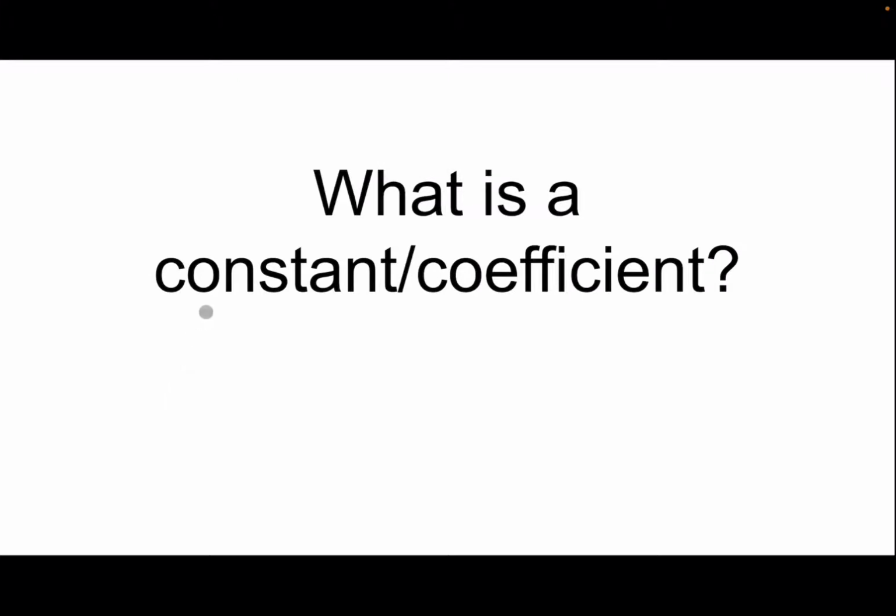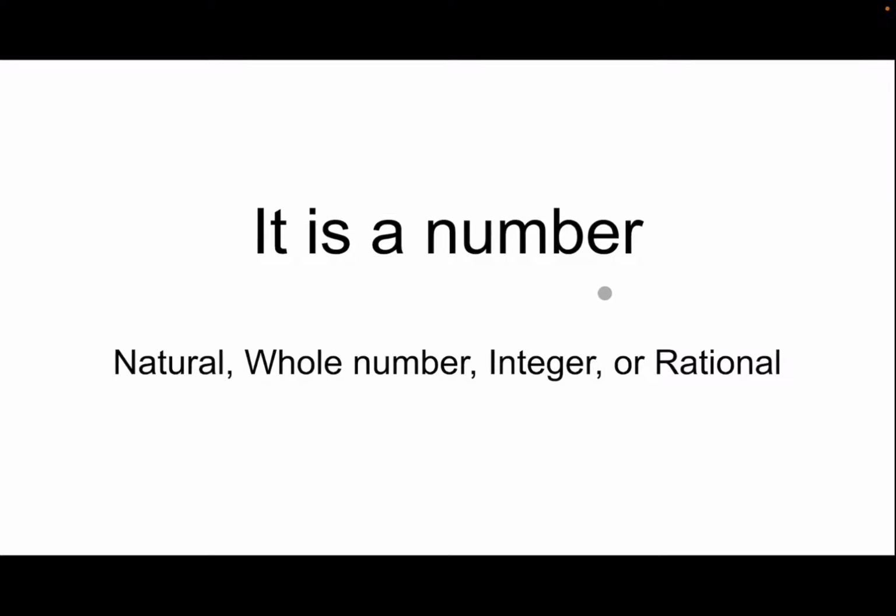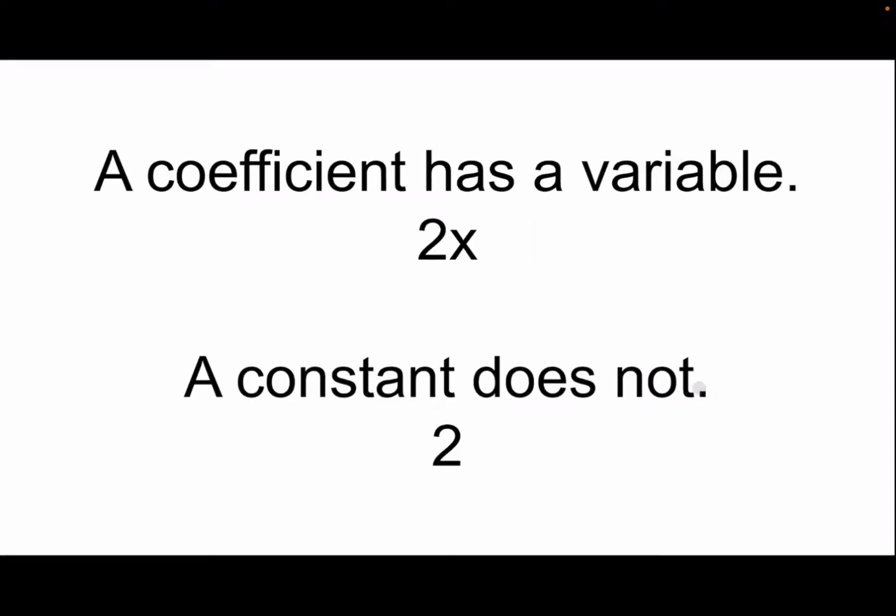The next part, what is a constant or a coefficient? It is a number. That's where the number goes. It can be a natural number, a whole number, an integer, or even a rational number. A coefficient is a number that has a variable after it, okay? So this 2, we're going to call a coefficient because it's got a variable, which in this case is x. A constant does not have a variable, okay? There's no variable here, so we're going to refer to this as a constant.